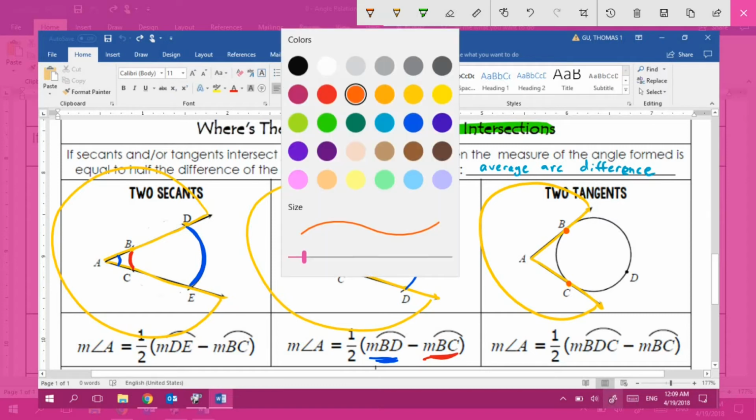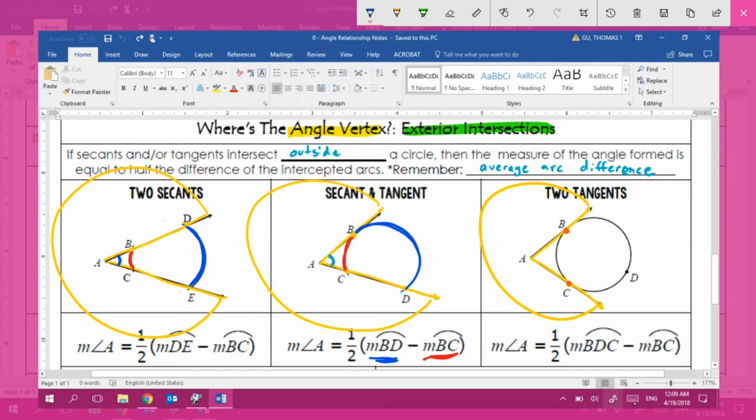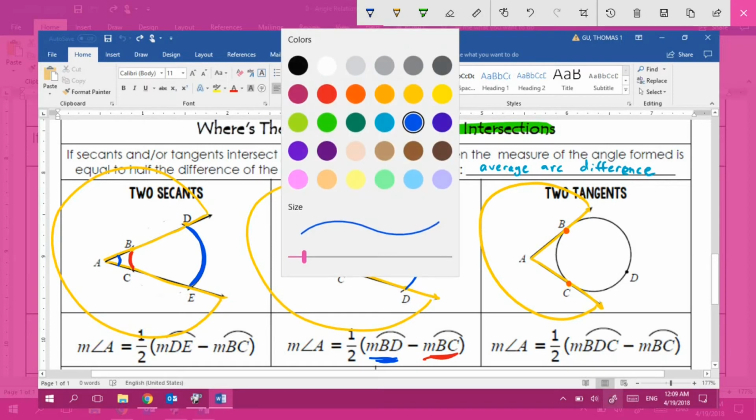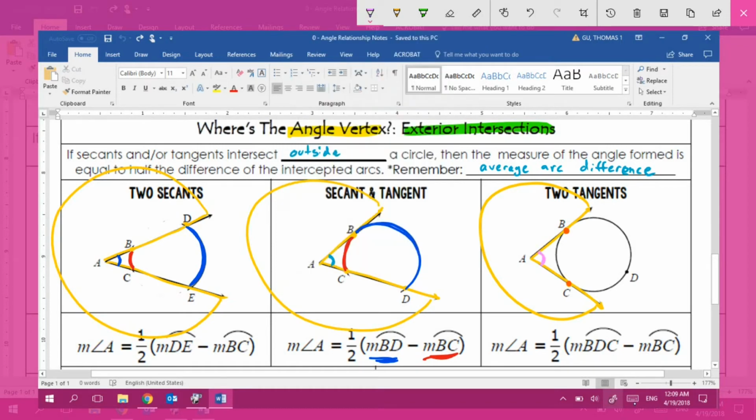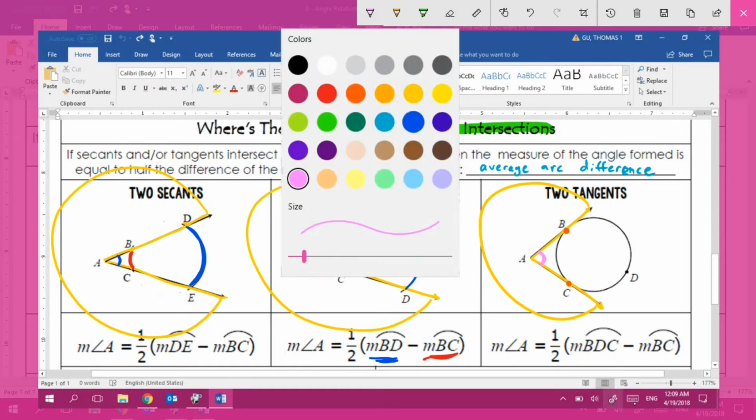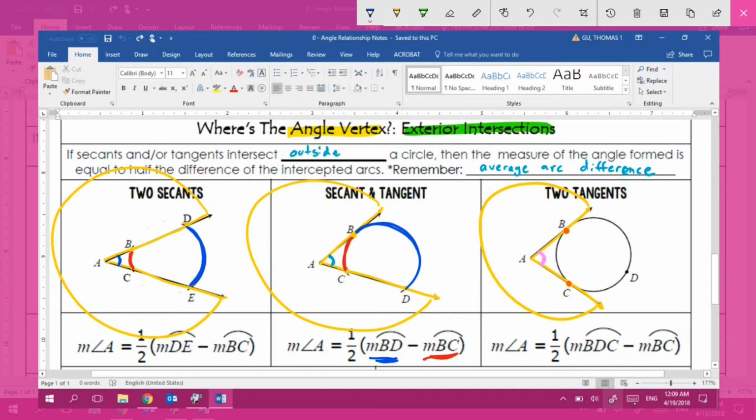So one of my split offs, look at this. If I wanted to find the measure of angle A right here, it's going to be 1/2 of arc BDC. But look, B to D to C, the points of tangency tell me where to start and where to stop. That's BDC. And then minus arc BC. You see I'm going from B to C, stopping. Starting and stopping at the points of tangency.